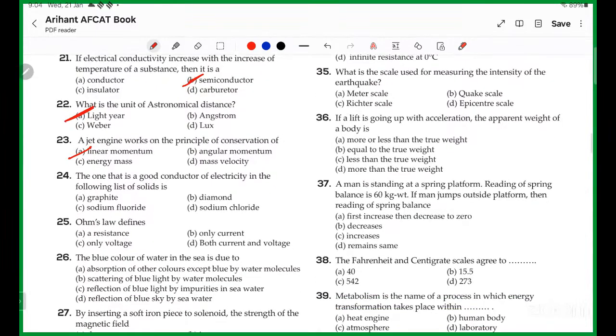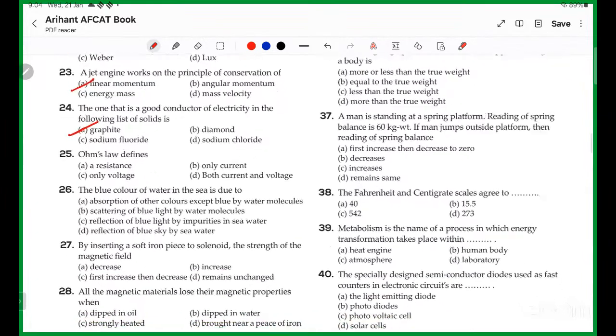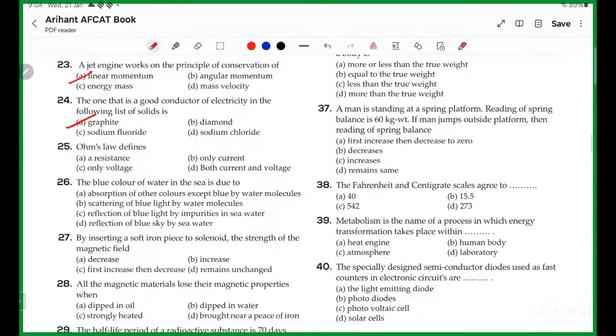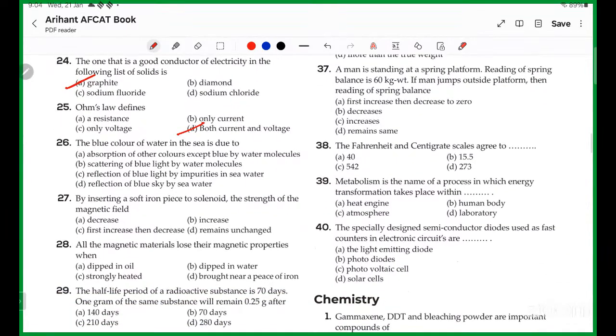The good conductor of electricity in the following list is graphite. Ohm's law defines the relation between current and voltage. The blue color of water in the sea is due to the absorption of other colors except blue by water molecules.